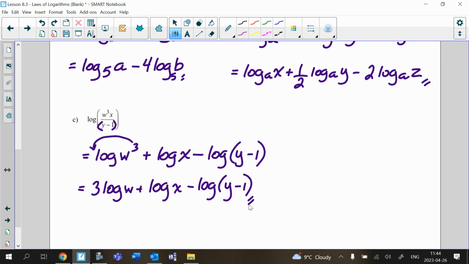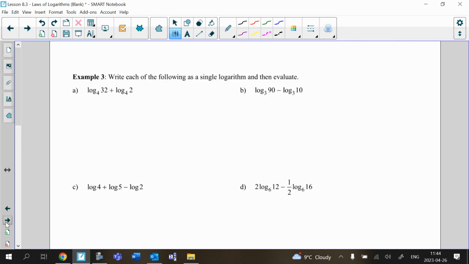Okay, next example is kind of what we did at the beginning, how to evaluate log expressions by using the log laws to help us. Because 4 to the what is 32? I don't know, some decimal. 4 to the what is 2? Well, that's 1/2, but okay. But I can't do these separately in my head.